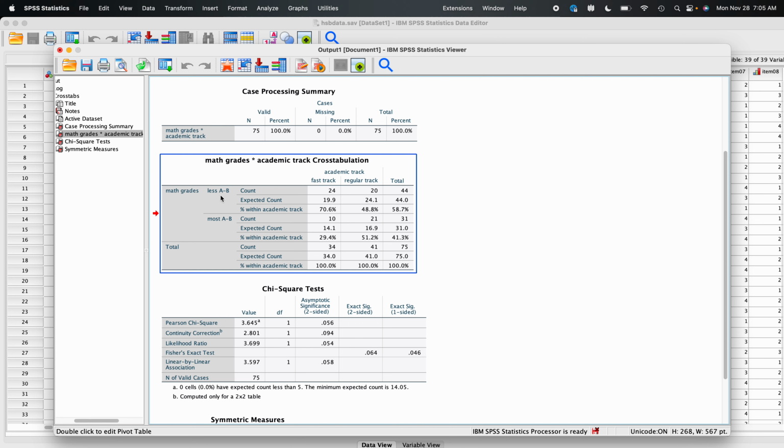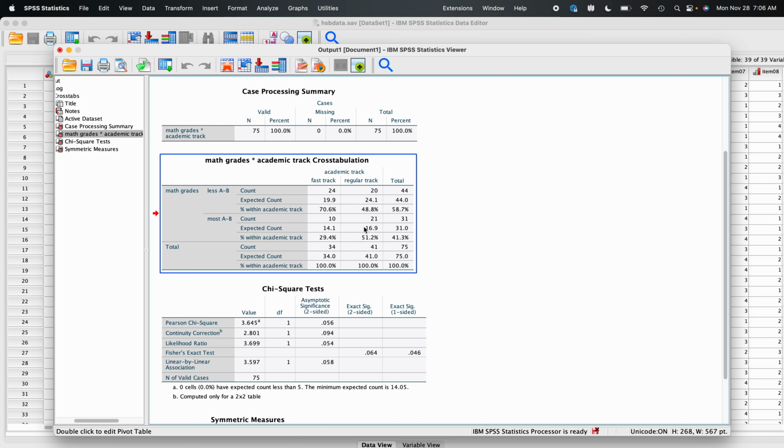What this means is I had 24 students in fast track that scored less than an A or a B. I would have expected, based on my chi-square analysis, to have seen 19.9. I had 10 with mostly A to Bs in my fast track, and I would have expected to see 14. Then regular track had 20 with less than an A or a B, and I would have expected to see 24. I had 21, and I would have expected to see 16.9.